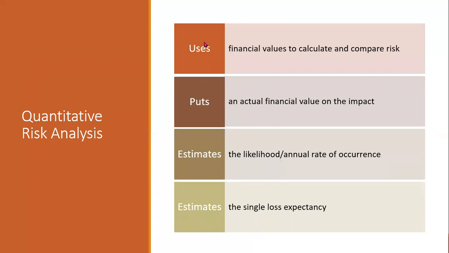Quantitative risk analysis uses financial values to calculate and compare risk, puts an actual financial value on the impact, estimates the likelihood and annual rate of occurrence, and also estimates the single loss expectancy. How much might we lose if this system were to go down, or if this information asset were to be compromised once? How frequently, the annual rate of occurrence, how many times a year do we estimate that this system will go down?